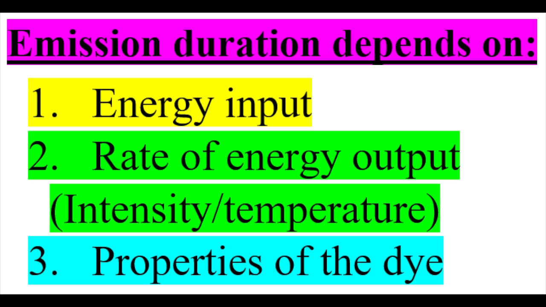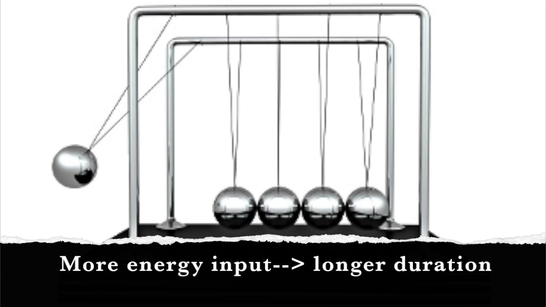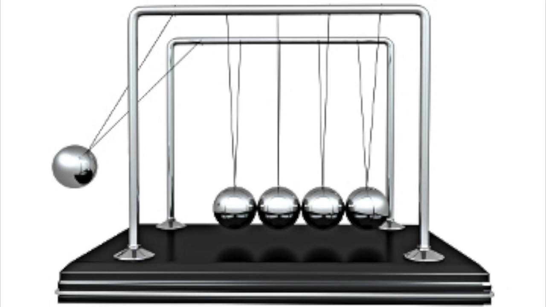In summary, emission duration depends on energy input, rate of energy output, which is affected by temperature, and properties of the dye. This is analogous to Newton's cradle because the more energy you input, the longer the duration. In the system, the further you pull back the ball, the more energy you add to the system and the longer the balls go for.